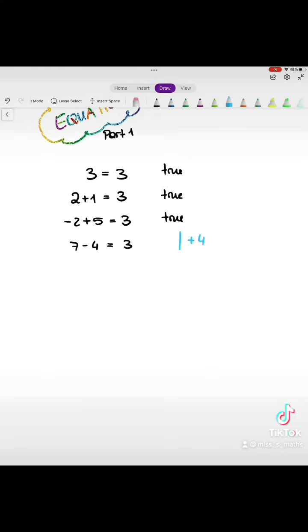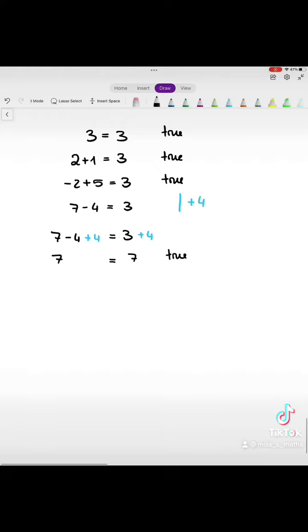Now let's try something. Let's add 4 on both sides. What would happen? Our statement would still be true. It's different number values, but the statement is true. It's still equal. Left side is equal to the right side.